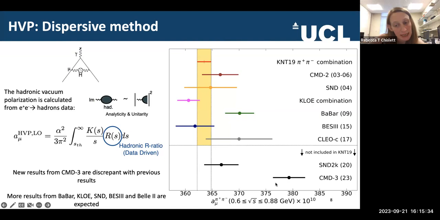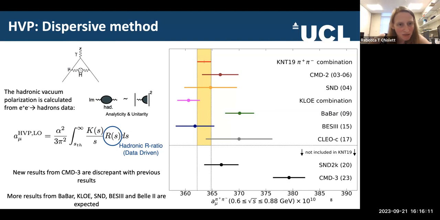But very recently, new results from CMD3 were released, and this is the point right at the bottom. You can see that this disagrees with basically all the other measurements that have been made by a fair amount, and indeed with the CMD2 result. So investigation is ongoing as to the cause of this, and how to include this in the theoretical prediction. They're working hard on that, but we don't have any conclusion at the moment.